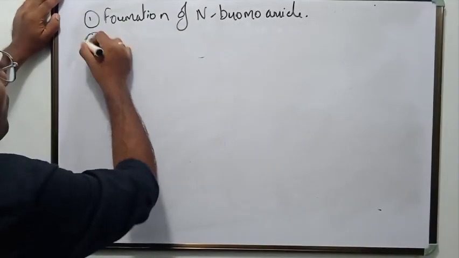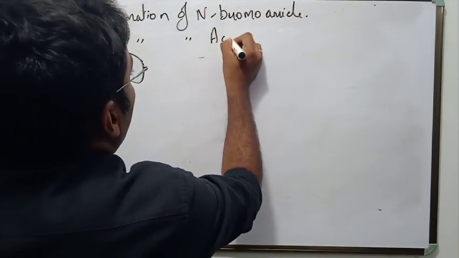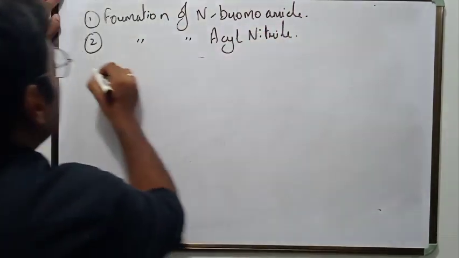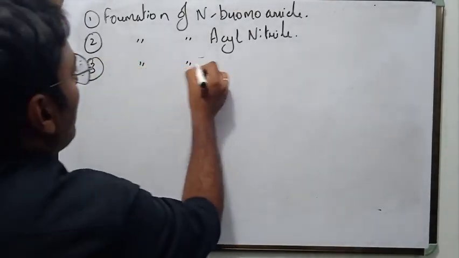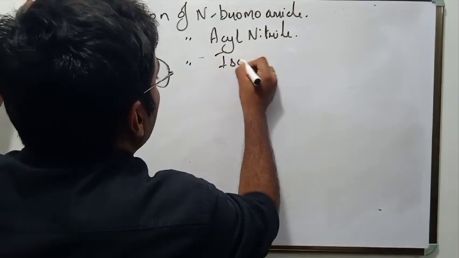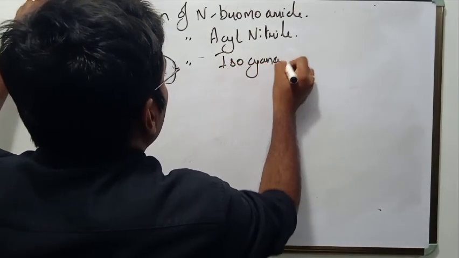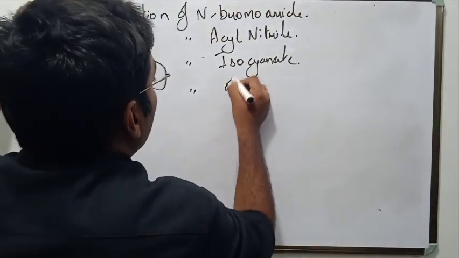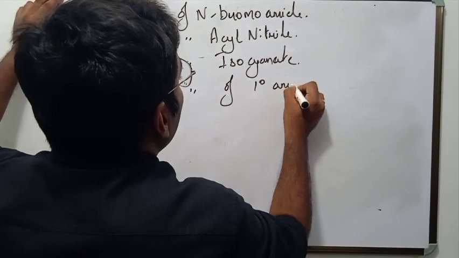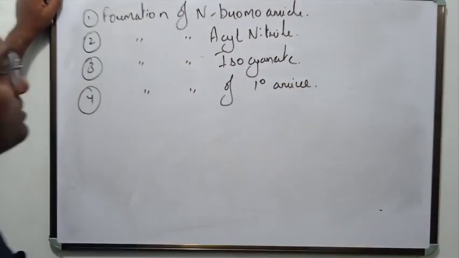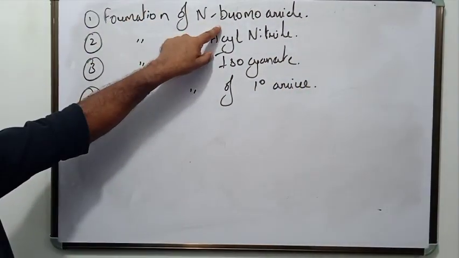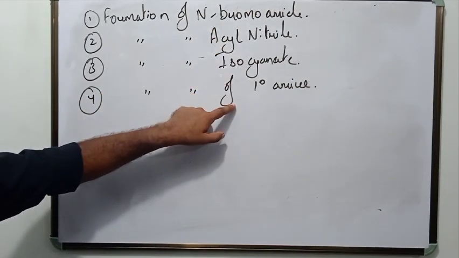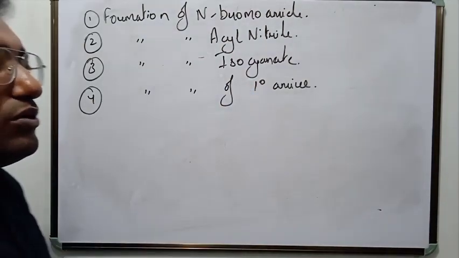Second step, formation of acyl nitrene. Third step, formation of isocyanate. And last step, that is formation of primary amine. So these are the 4 steps: formation of N-bromoamide, formation of acyl nitrene, isocyanate, and lastly the formation of primary amine. Now let us see the mechanism.